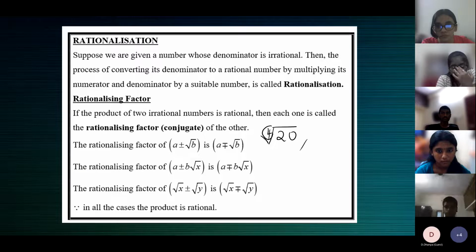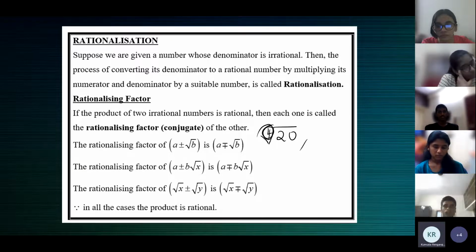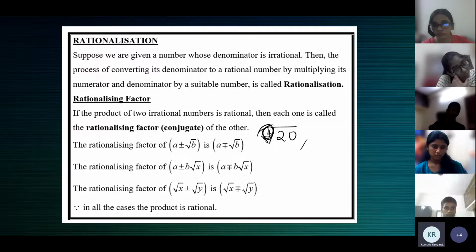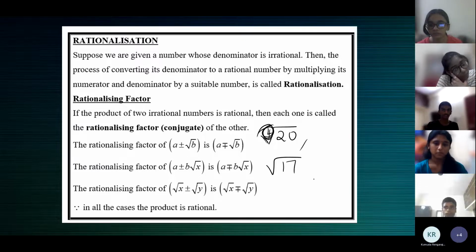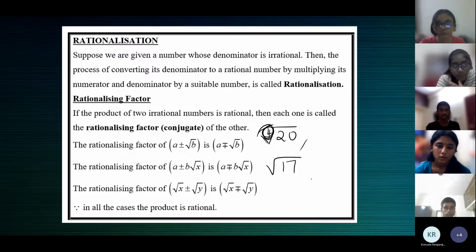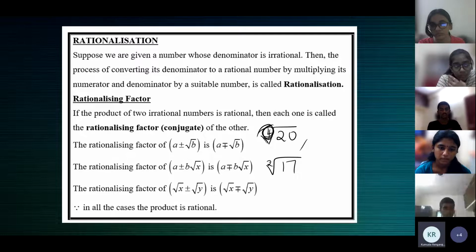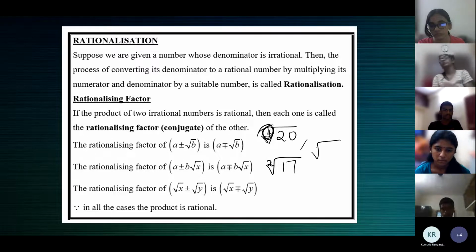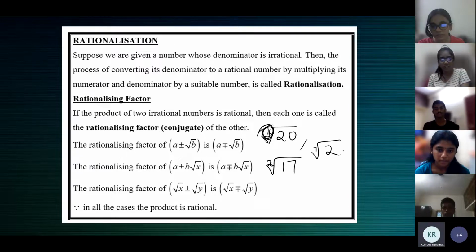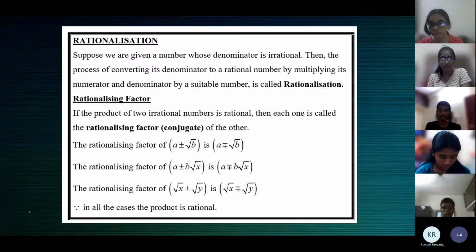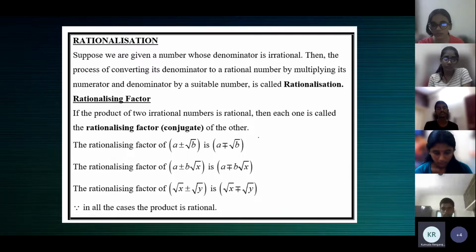No, order is from here. 4th root of 20. So the order of this surd is 4. What is the order of this surd? 2, ma'am. 2 is the order of this surd. What is the order of this surd? 7, ma'am. 7.